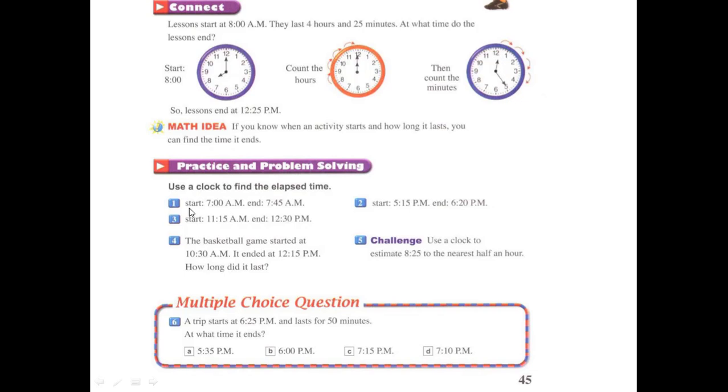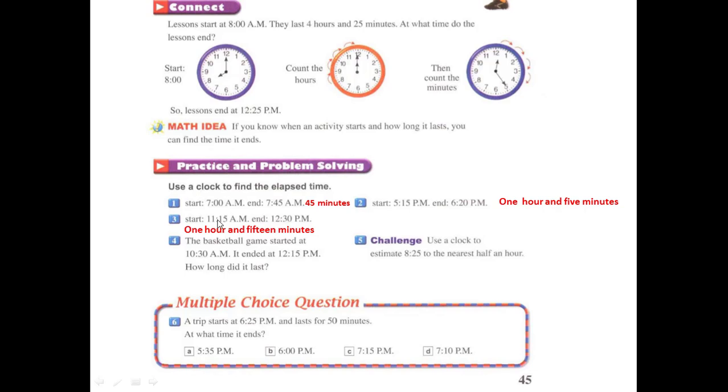Okay, guys? Now here, use the clock to find the elapsed time. The activity started at 7 o'clock and finished at 7:45. And the elapsed time is what? It is 45 minutes, okay? Started at 5:15 and finished at 6:20. 5:15 to 6:15 is going to be 1 hour. And from 15 to 20, how many minutes do you have? 5 minutes. So it is 1 hour and 5 minutes. Yes. Okay.